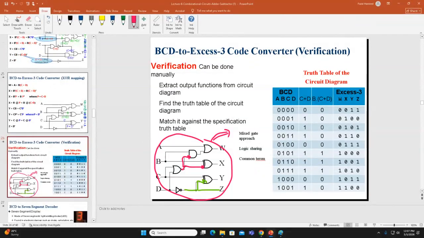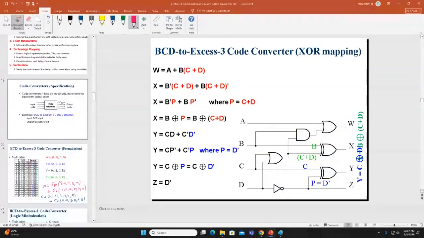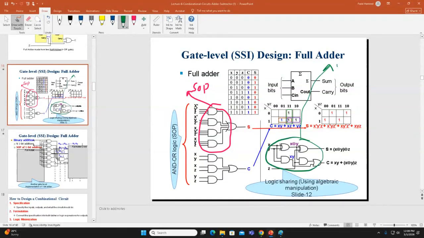Okay, now here. Again, I'm asking this question: which implementation is this? Help me. Yes, mixed gates and logic. No, this one. AND OR. Stop. Which approach is this? Yes, mixed gate.